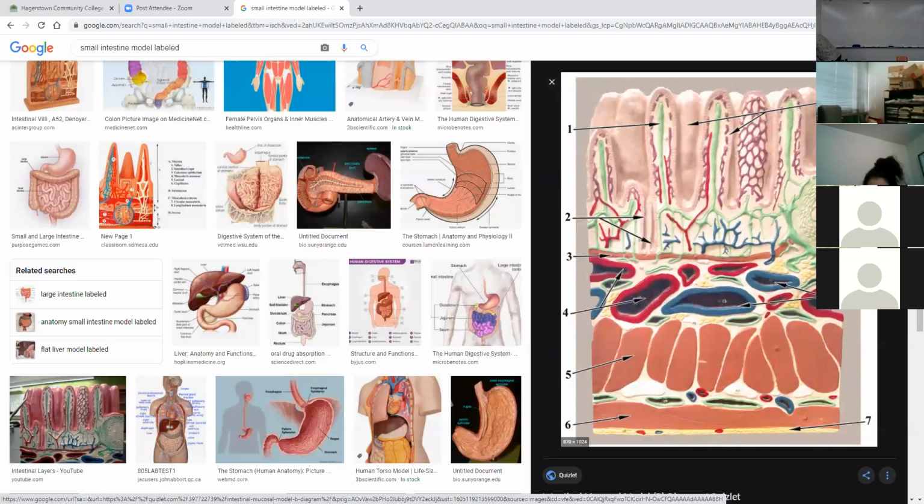Okay. Then we've got this thin line here, 3, called the muscularis mucosa. And then this area here is the submucosa. That's where all the bigger blood vessels are and nerves and everything. And then below that, 5 and 6 is the muscularis, 5 being the circular muscle layer, 6 being the longitudinal muscle layer. Then 7, serosa, which is going to be visceral peritoneum and some connective tissue.